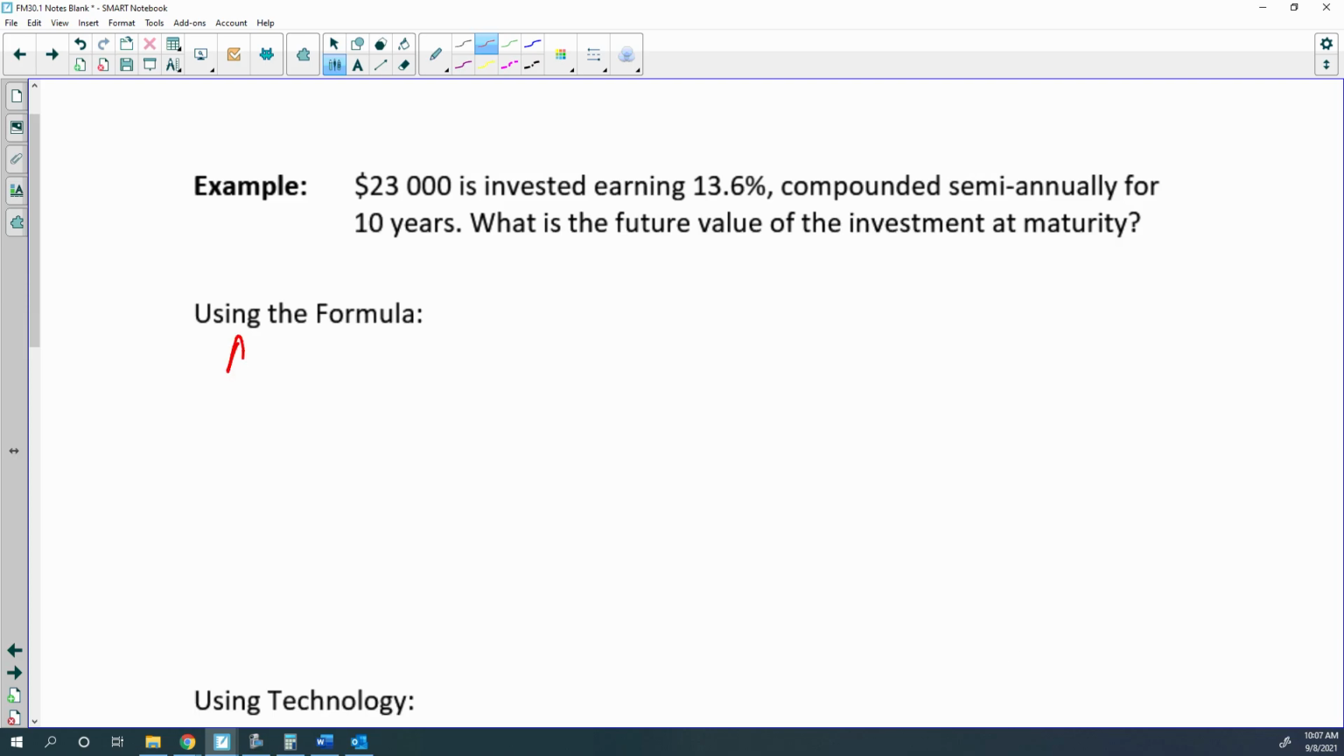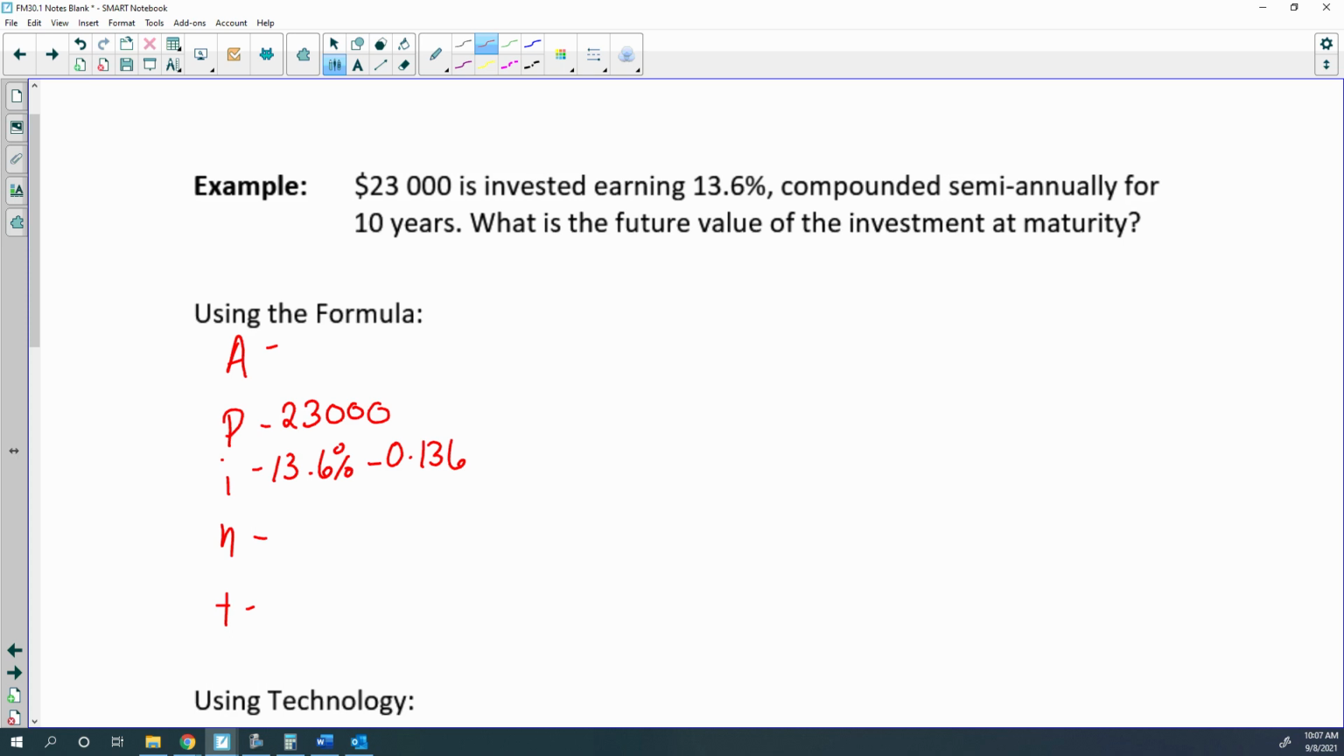So for this one, we need an A, we need a P, we need an I, an N, and a T. So for our problem, we got 23,000 is invested, so that's the starting amount, so that's my principal. It's invested at 13.6%, so that's my interest rate. And just like the previous formula, plugging in your interest rate needs to be written as a decimal. So this one is 0.136.